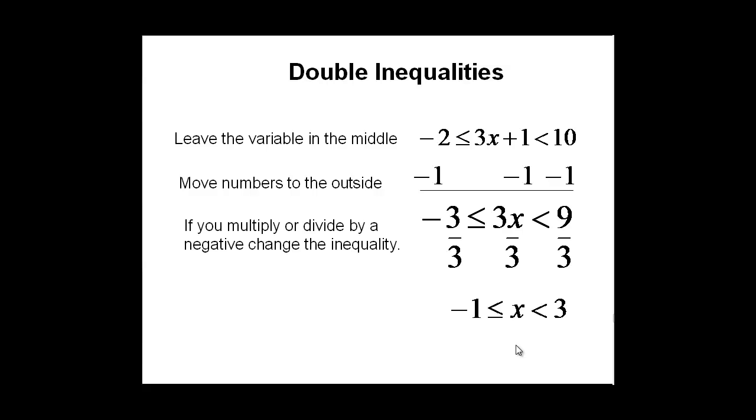And if you were dividing by a negative, again, everything would switch, and we need to put the smallest one on the left side. So we have negative 1 less than or equal to x less than 3. So negative 1 comma 3 if you go to an interval, and the negative 1 gets a bracket, the 3 gets a parentheses.